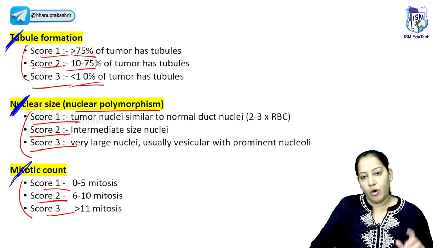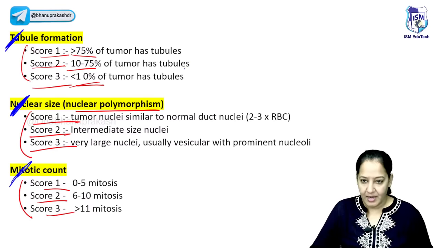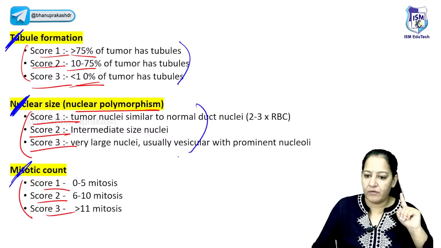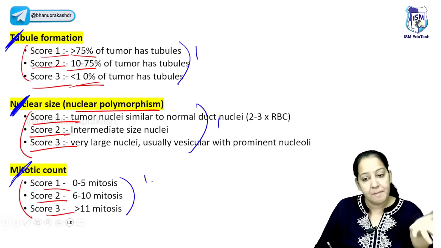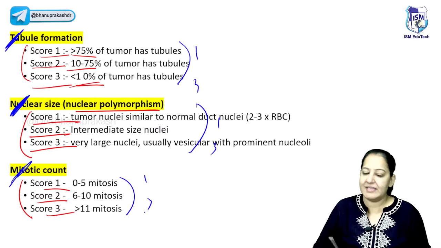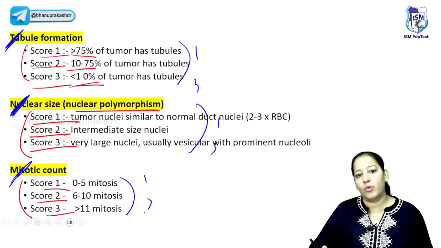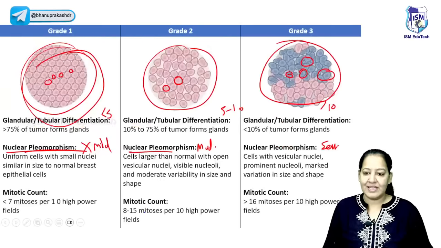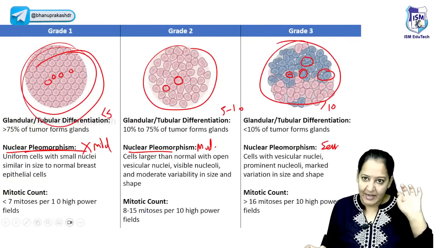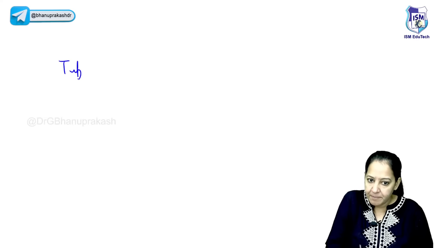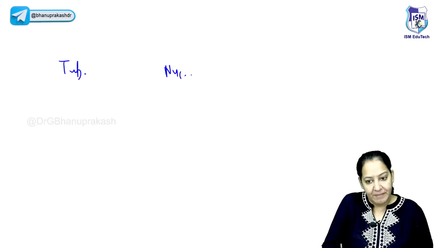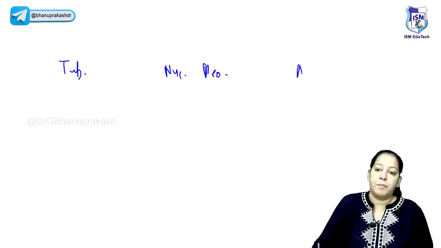So based on that, for every patient I have to give one of these scores, one of these scores, one of these scores. Minimum it can be 1, 1, 1, that's 3. Maximum it can be 3, 3, 3, that's 9. You have to add the three scores. So look at your slide, whatever is your slide. Look for tubule formation, look for nuclear pleomorphism and look for mitosis.